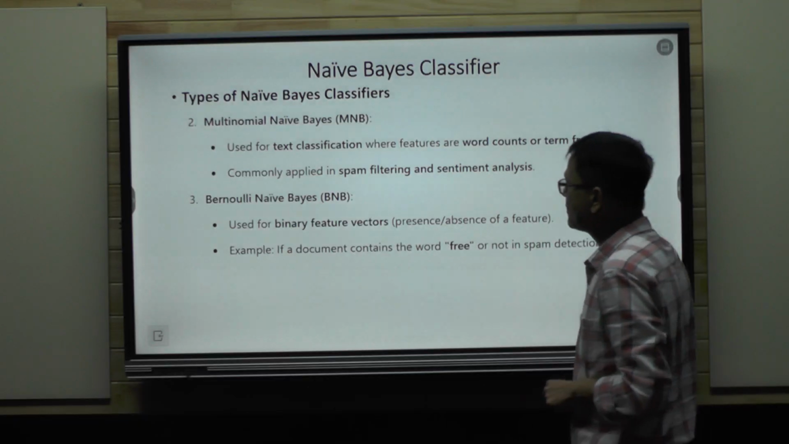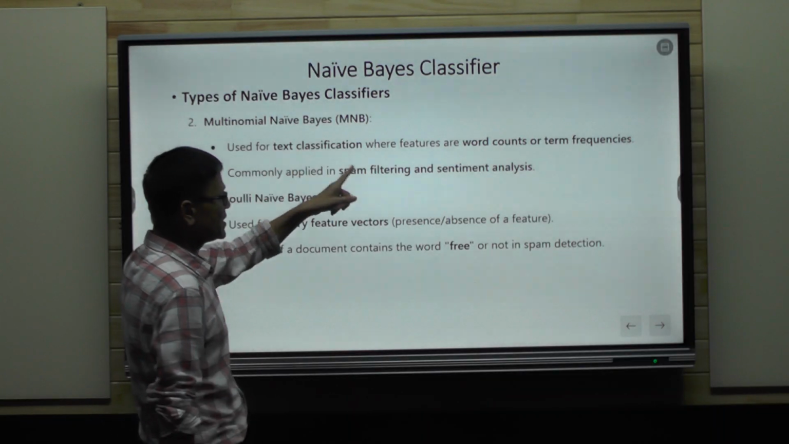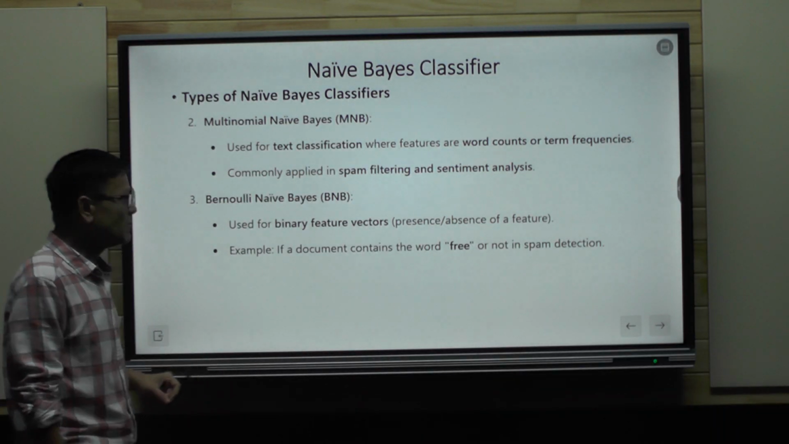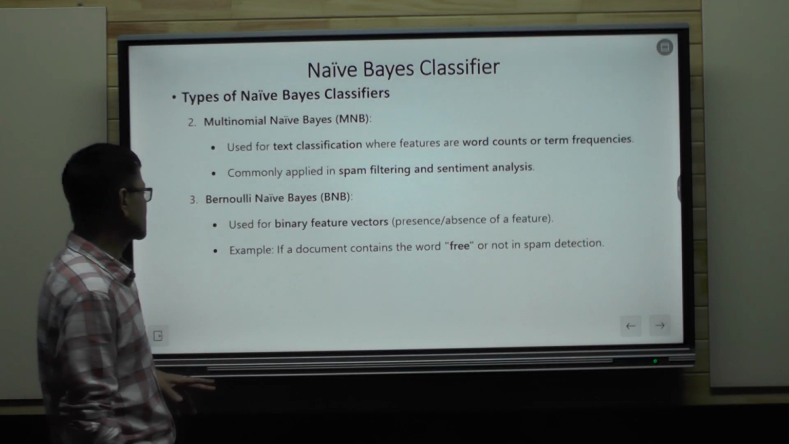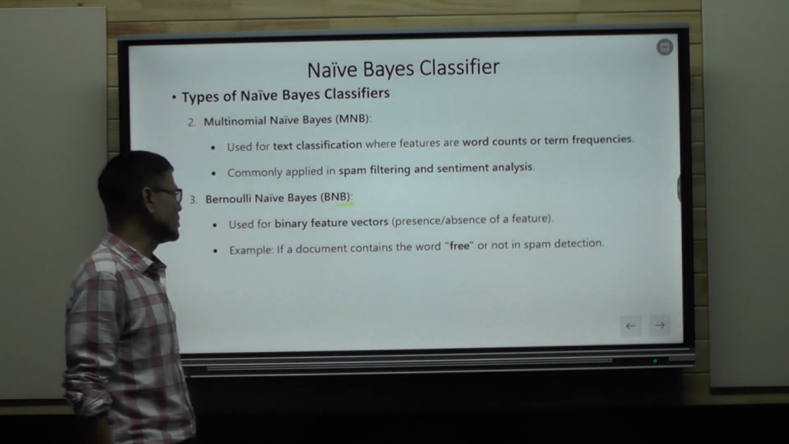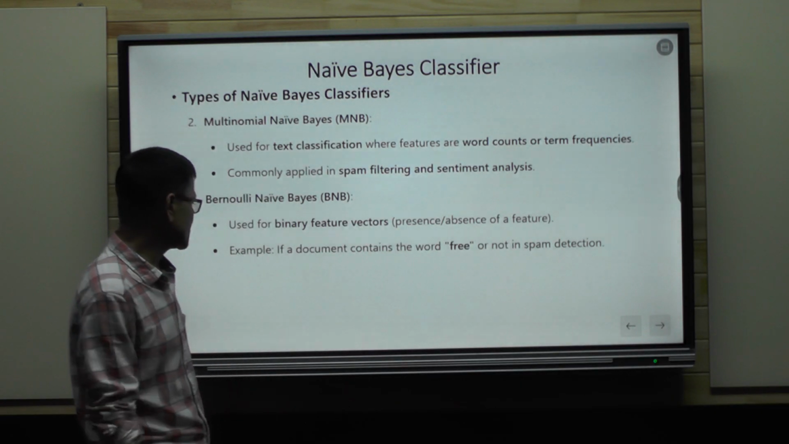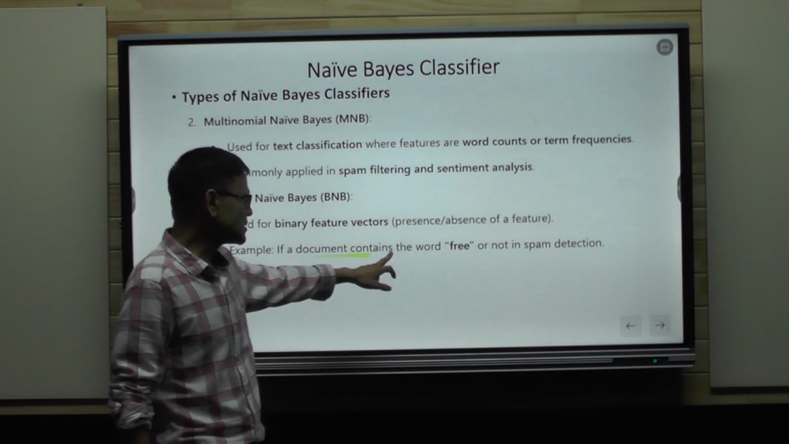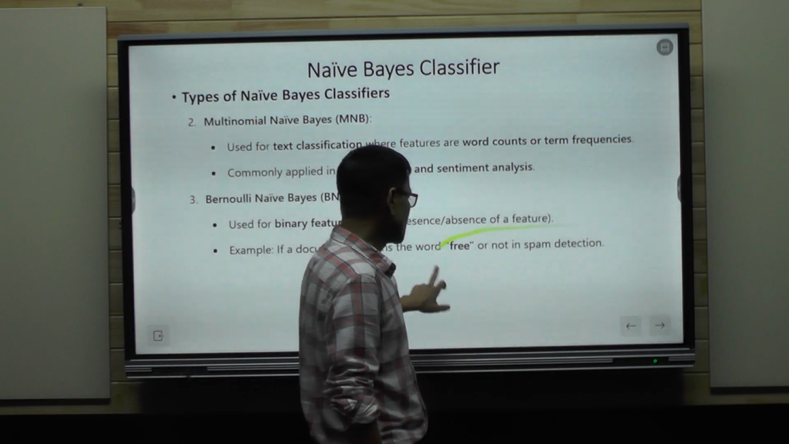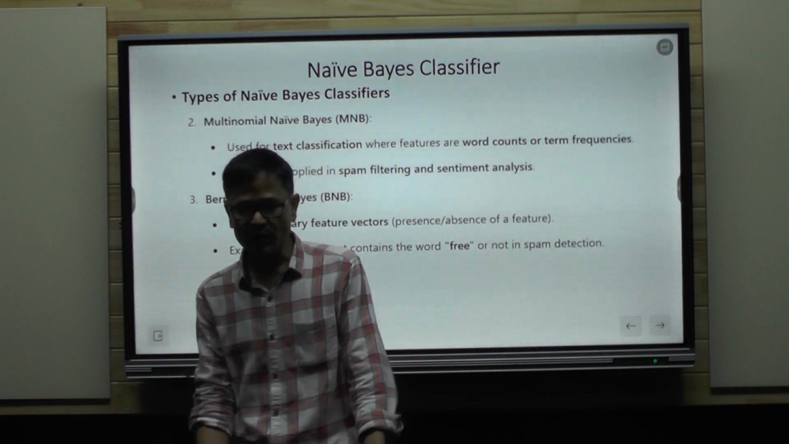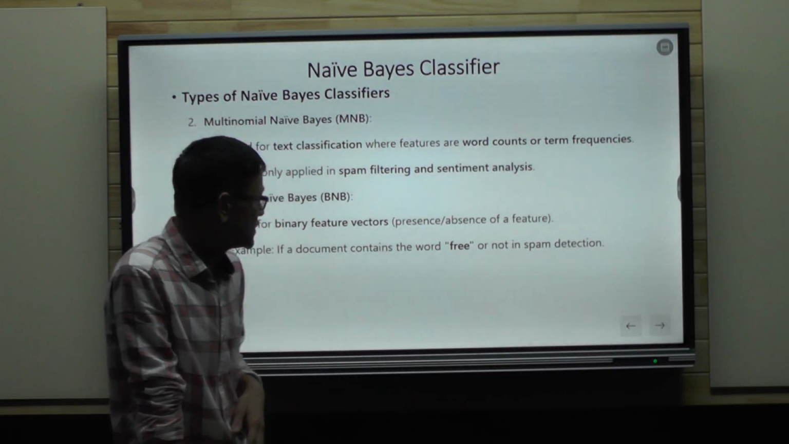The other types of classifier can be multinomial naive Bayes, used for text classification where features are word counts or term frequency, commonly applied in spam filtering and sentiment analysis. Then we have Bernoulli's naive Bayes, used for binary feature vectors such as the presence or absence of certain features. Example, whether a document contains the word free or not in spam detection. Spam mail, what they offer: free services, free product, free iPhone, something like that.